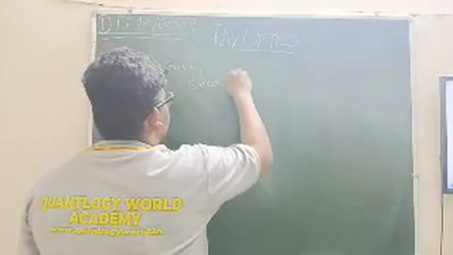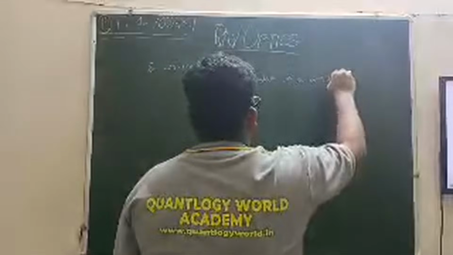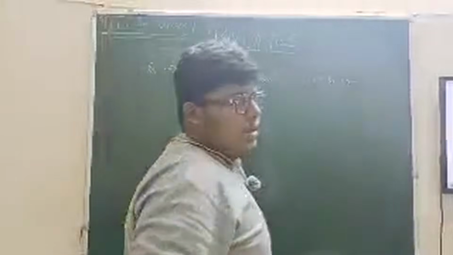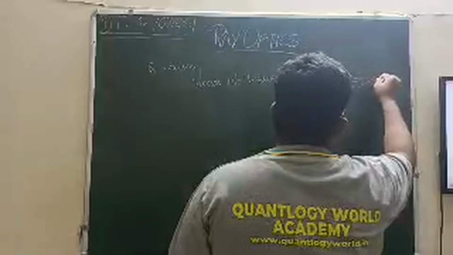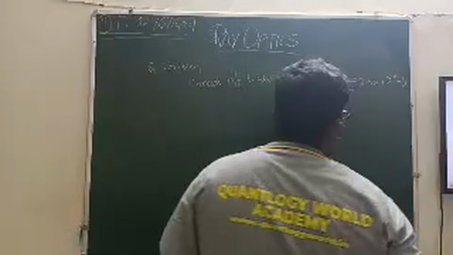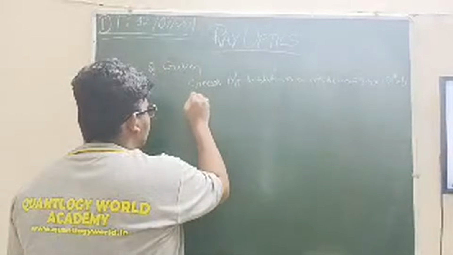It is given the speed of light in a medium, and the name of the medium is not given. We can take any medium randomly. So the speed of light in the medium is given as 2.5 into 10 to the power 8 meter per second. We have to find the refractive index by using the formula.